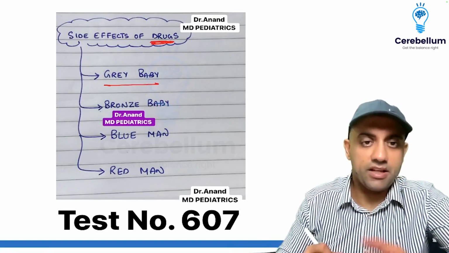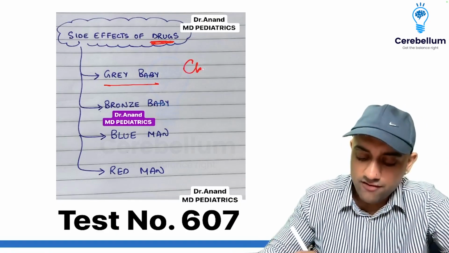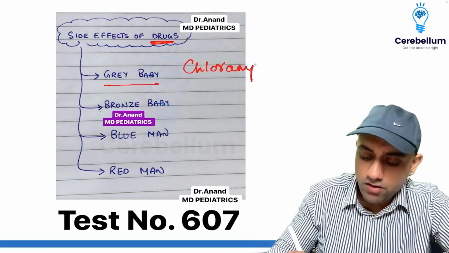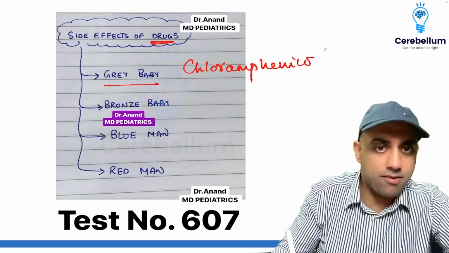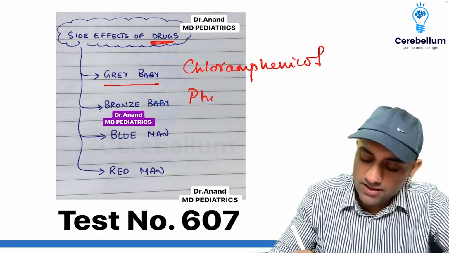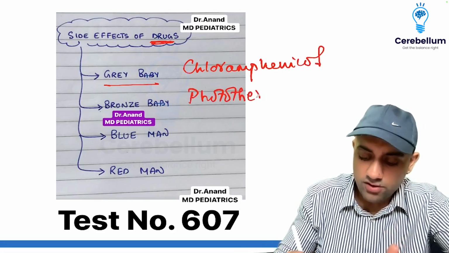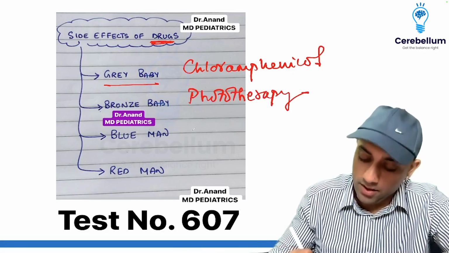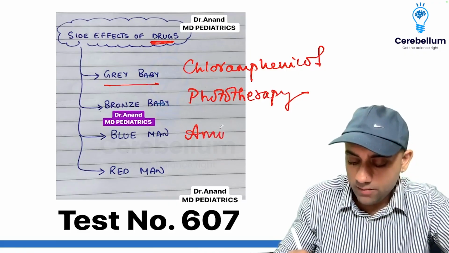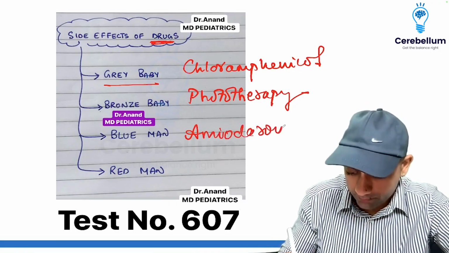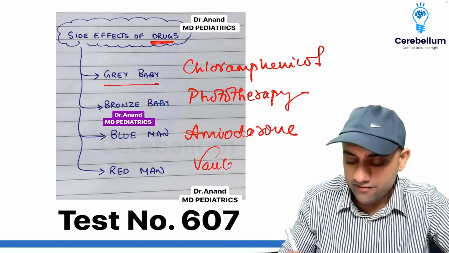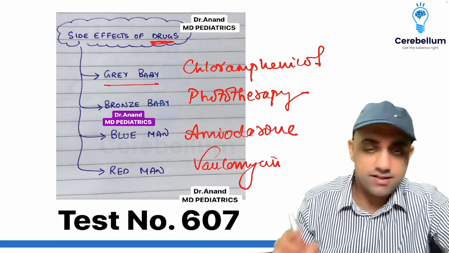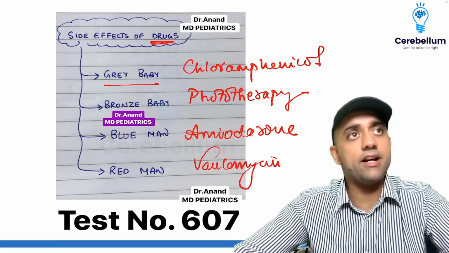What are the side effects of these drugs? Gray baby syndrome is a side effect of chloramphenicol. If you give chloramphenicol too much, the patient will have gray baby syndrome. Bronze baby syndrome is a side effect of phototherapy. Too much phototherapy can cause bronze baby syndrome. Blue baby syndrome is because of amiodarone. And red man syndrome is because of vancomycin. If you give vancomycin too fast or too much, you will have red man syndrome.